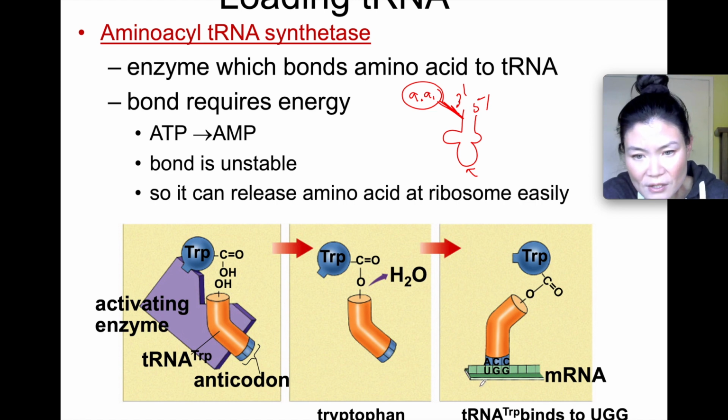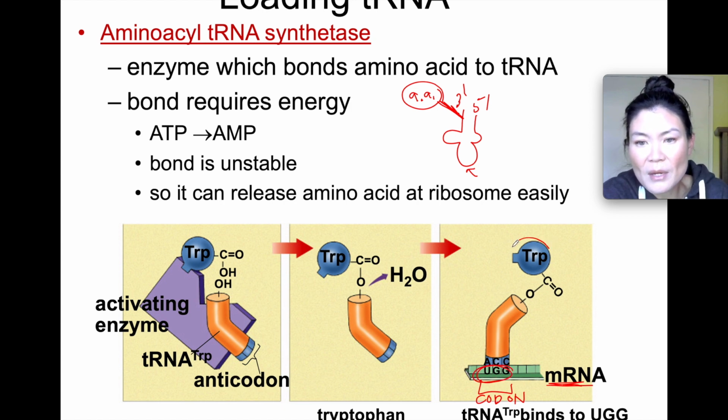So if this is our codon UGG on the mRNA, the anticodon on the tRNA is opposite to the codon. It's going to be ACC. But when we look at the genetic code chart, UGG, the codon, codes for tryptophan, okay, tryptophan or TRP.